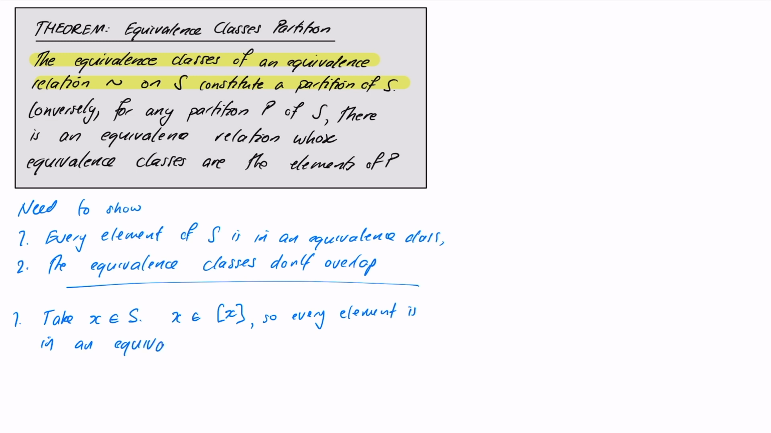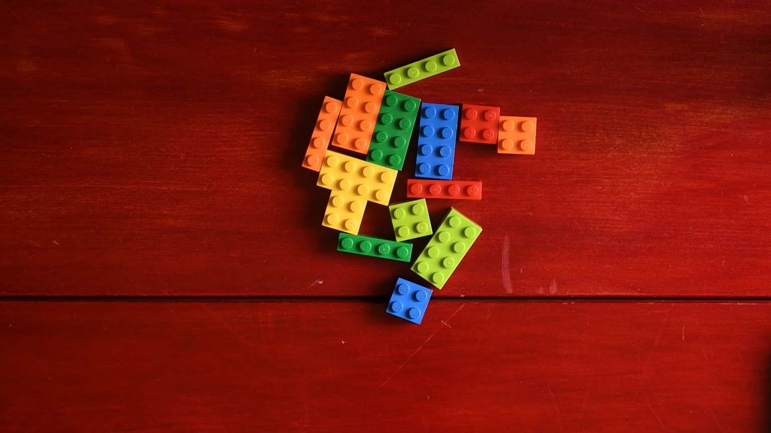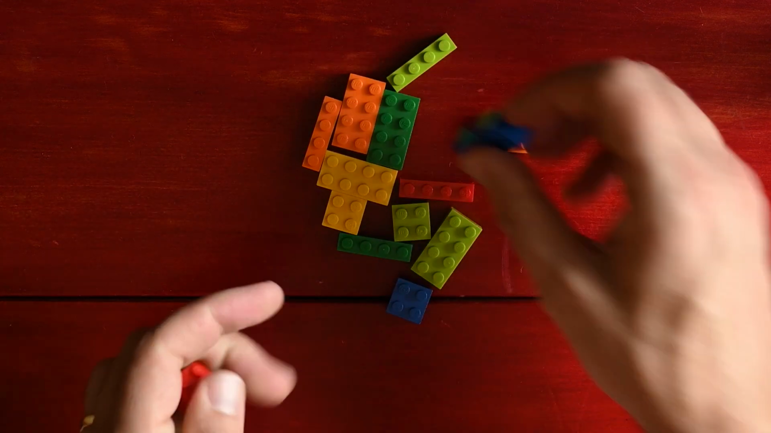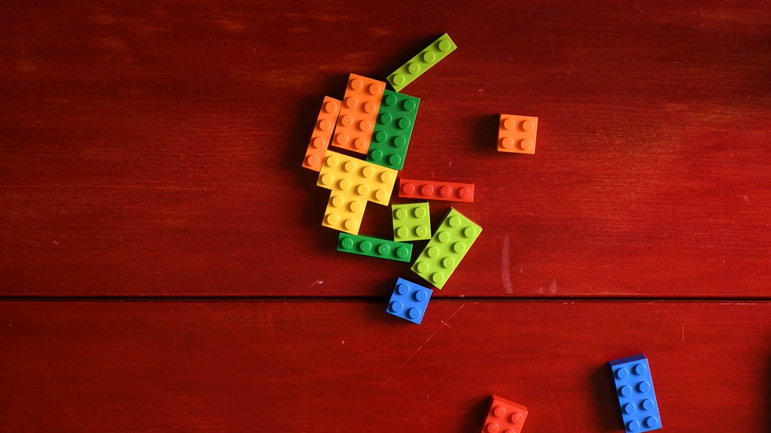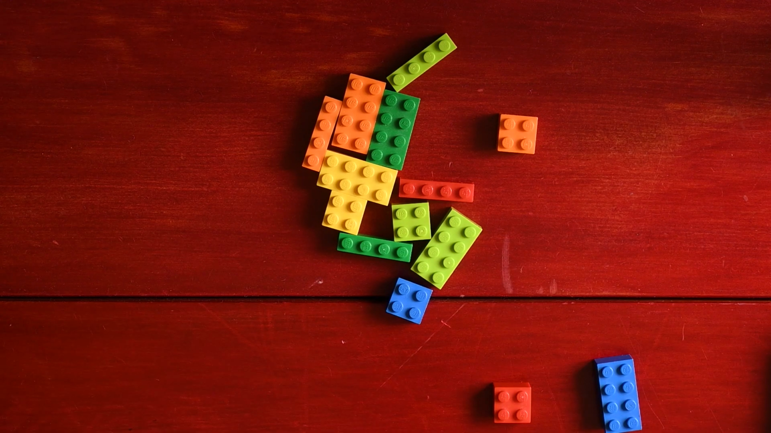Now what about step two? Step two says the equivalence classes don't overlap. Okay, let's just think about how we might show that. What we're going to do is take two equivalence classes. Let's just unjumble these bricks back up again. If I'm taking two equivalence classes, the equivalence classes are represented by a single element. So what I'm actually doing is just pulling out two bricks as the representatives, the thing inside the square brackets, and I want to know if the equivalence classes overlap or not.